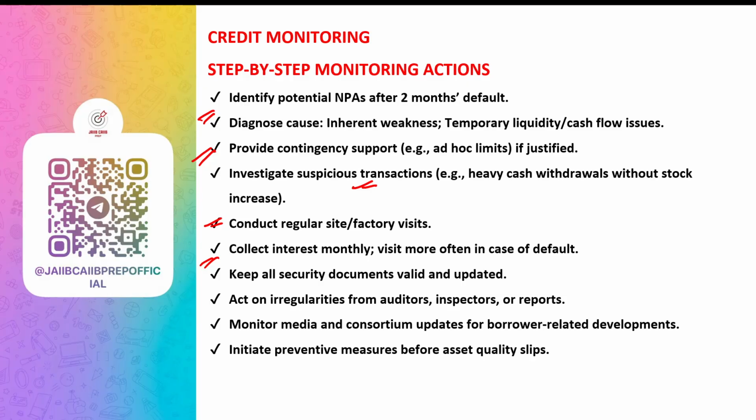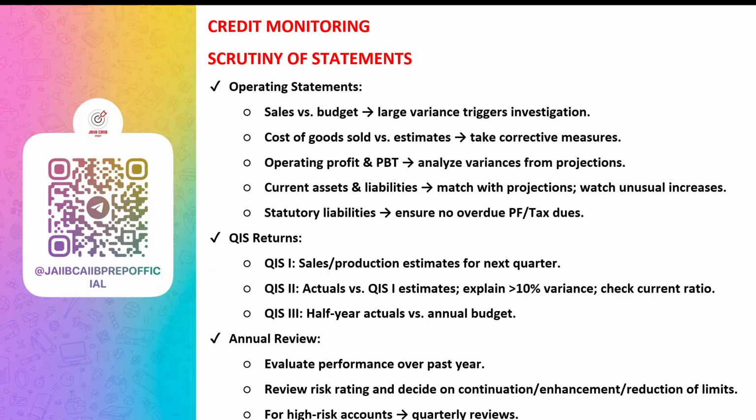Then we try to rectify the irregularities, fix issues which are pointed out by the concurrent auditor, statutory auditor, and credit audit. Information gathering is there to track every media coverage of the borrower. You check the borrower's accounts with other banks and exchange information in consortium meetings. Preventive actions are taken, to stop the downgrade of good accounts into NPAs.